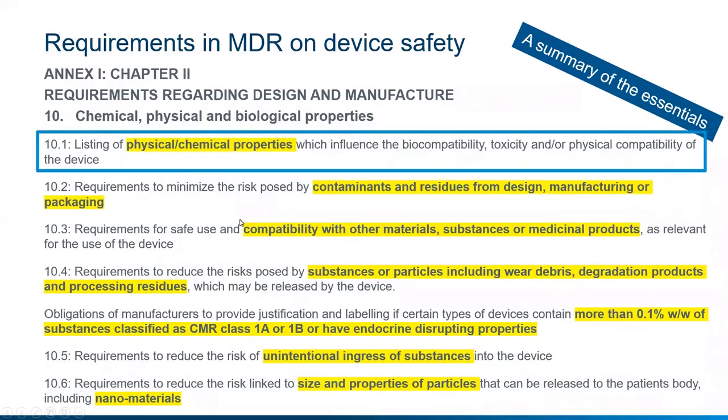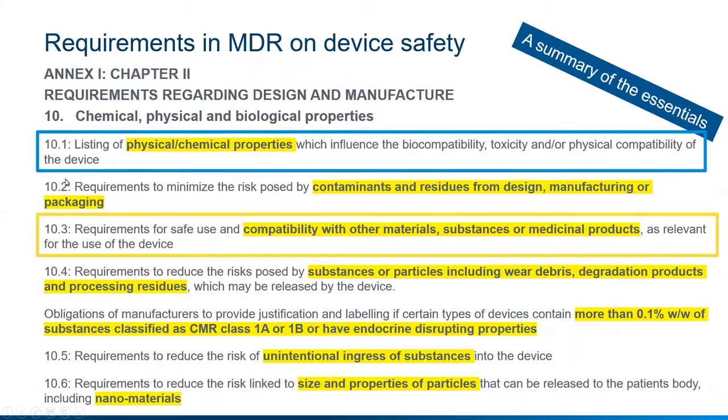And one of the first things is that in bullet 10.1, there's a listing of a lot of physical and chemical properties that can influence the biocompatibility, toxicity, or physical compatibility of the device, and that you need to consider and document if the device is suitable for the application and safe for the application where you use it. So that's an important bullet to know.